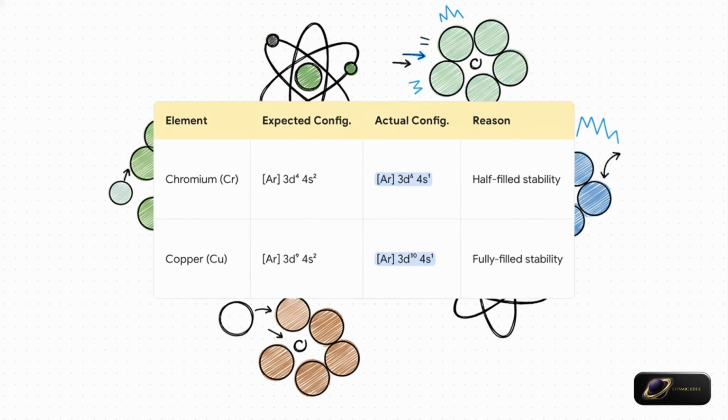And boom, here's that principle in action. Check out chromium and copper. If you just followed the basic rules, you'd expect a different electron configuration. But look what they do. They actually take an electron from their outer s orbital and bump it up to the d orbital.